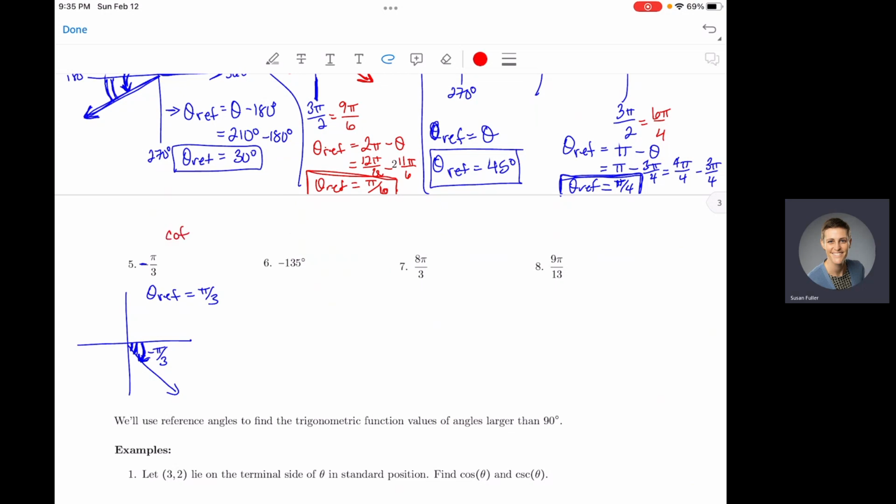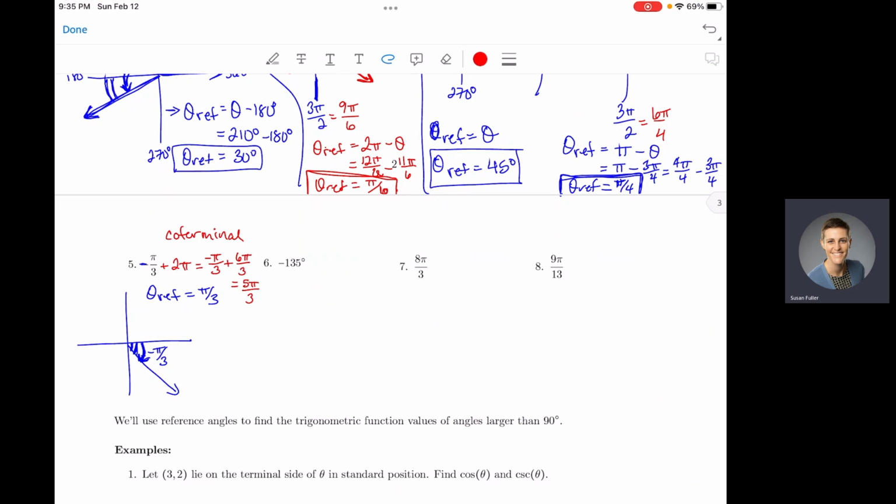So we could also find a coterminal angle here. Remember, to find a coterminal angle, you're going to add or subtract a whole rotation around the circle. Since this is negative and I want to go positive, I'm going to add a whole rotation. I'm going to add 2 pi. So we're going to have negative pi over 3. We're going to add to that 2 pi, which is 6 pi over 3. And overall, I'm going to get a positive coterminal angle of 5 pi over 3.